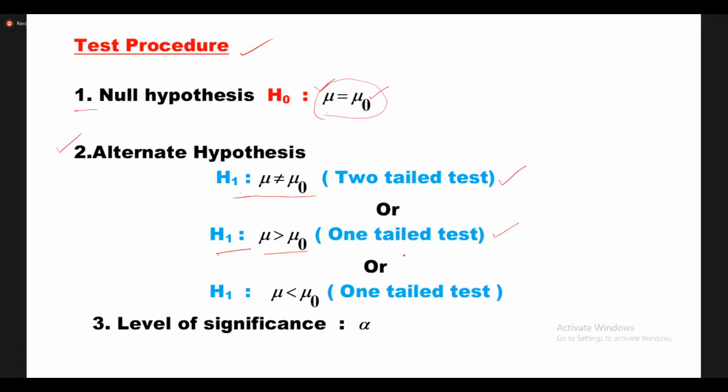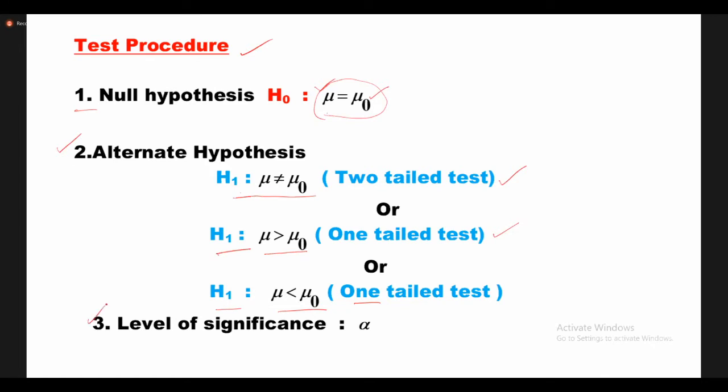If the alternative hypothesis is mu greater than mu naught, greater than type, then that is a one-tailed test. And one more is there, H1: mu is less than mu naught. In this case also you can consider it as a one-tailed test. This is the second step. Depending on the data, you can take any one of these three.